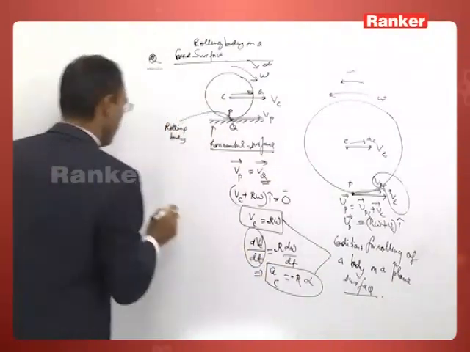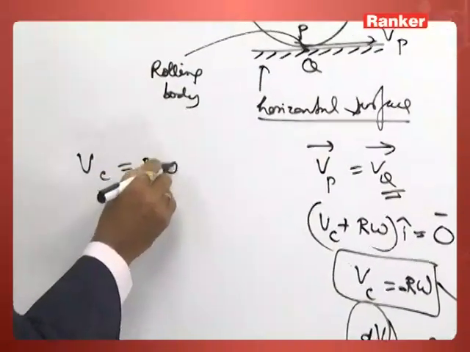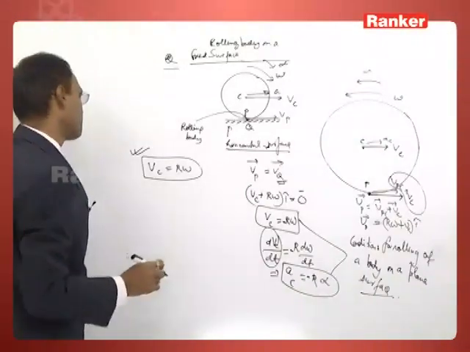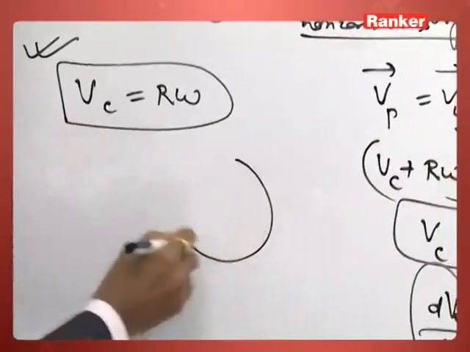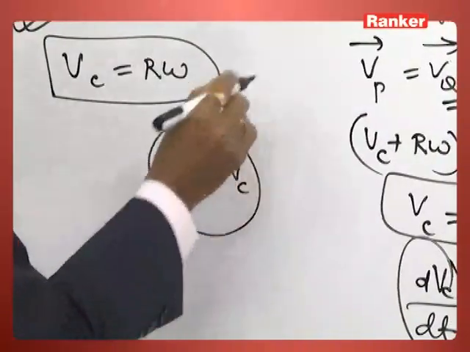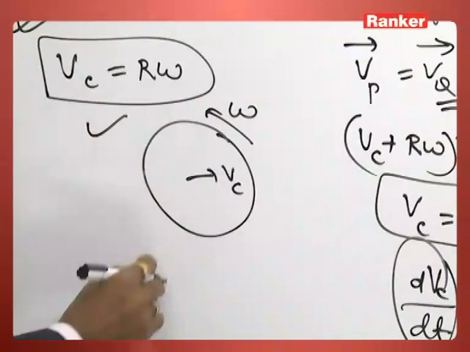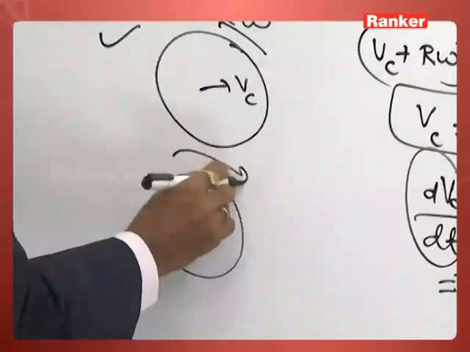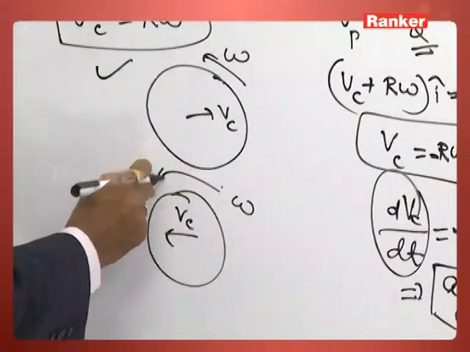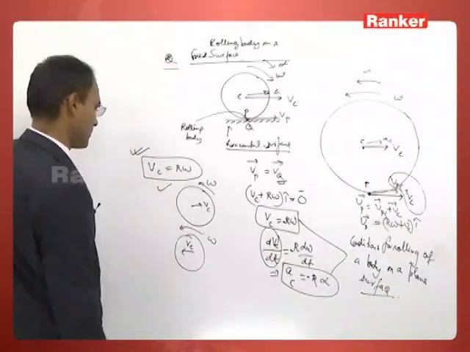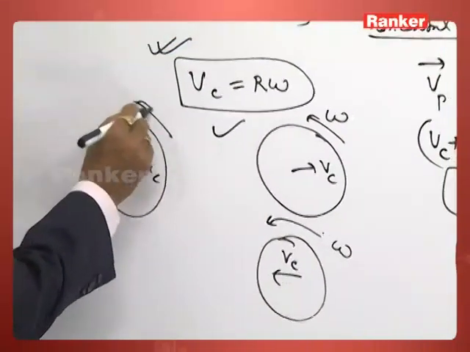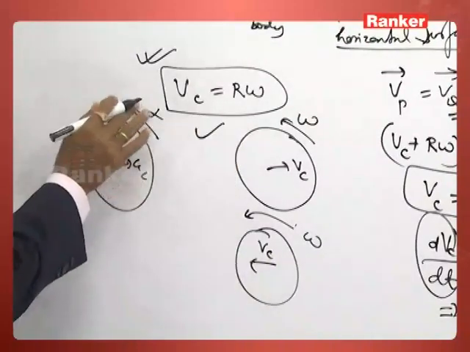So, when we write Vc equal to R omega, when you memorize this formula, we also have to remember the conditions. When Vc is in this direction, omega is in this direction, this is correct. Or Vc is in this direction or omega in this direction, then it is correct. And when Ac is in this direction, alpha in this direction, you cannot write Ac equal to R alpha.